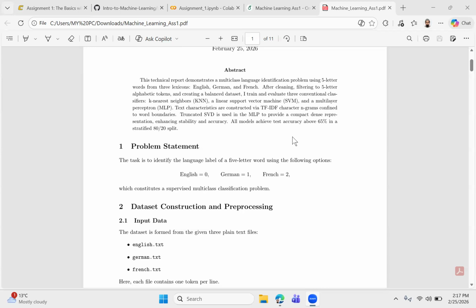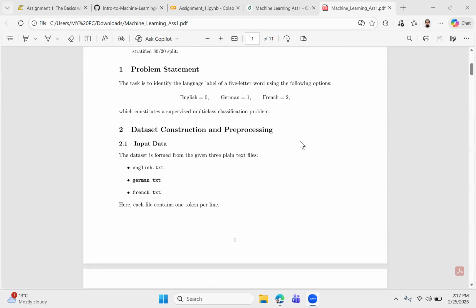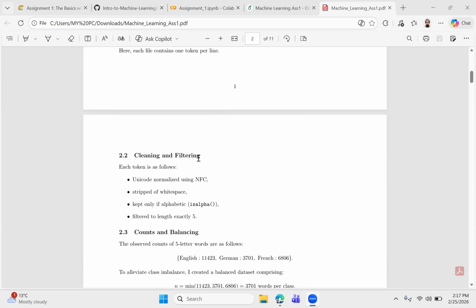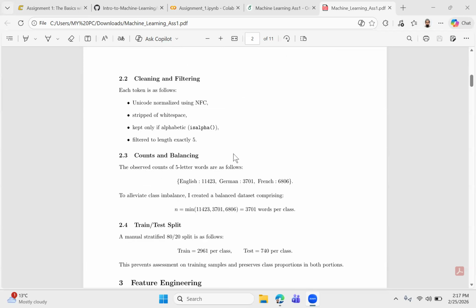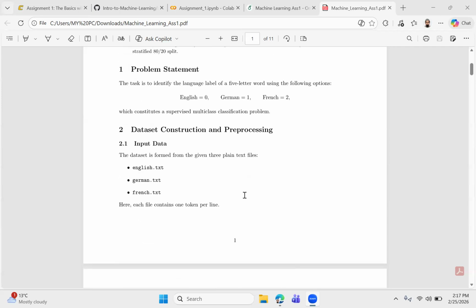For the dataset construction and preprocessing, I partitioned the process into four steps: first the input data, second cleaning and filtering, third counts and balancing, and fourth train-test split. For data processing, I cleaned tokens and kept only alphabetic 5-letter words.